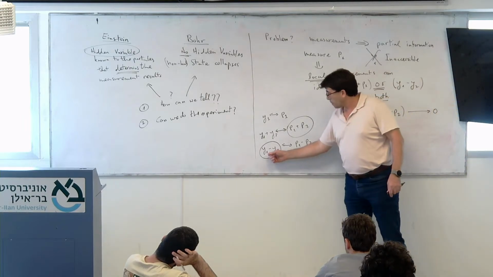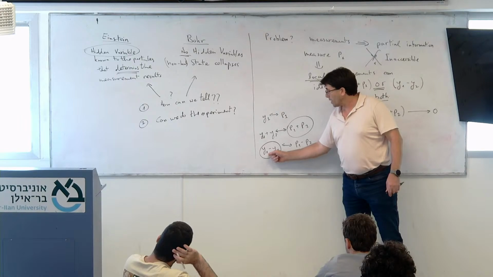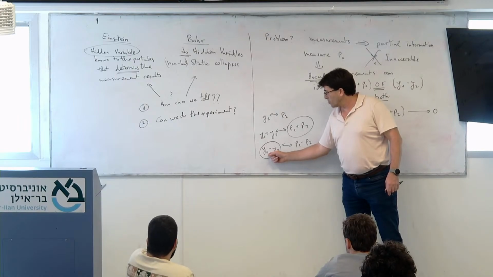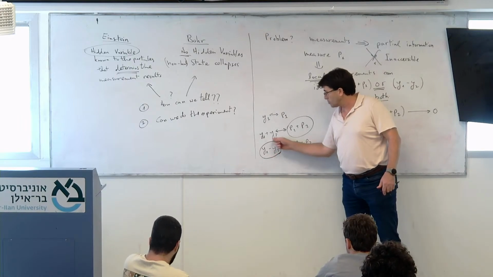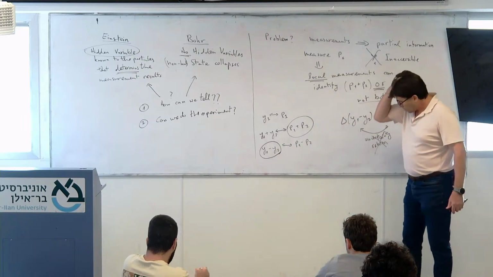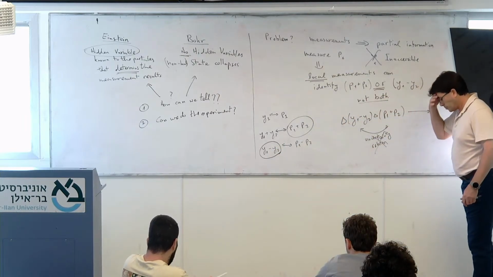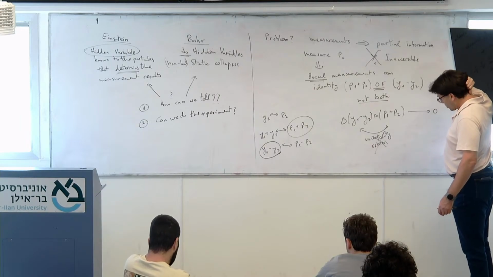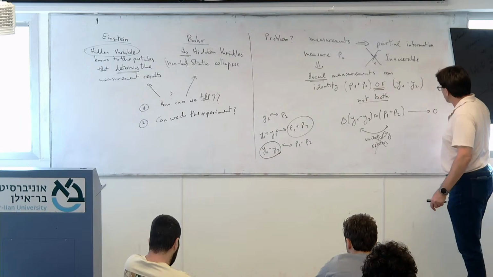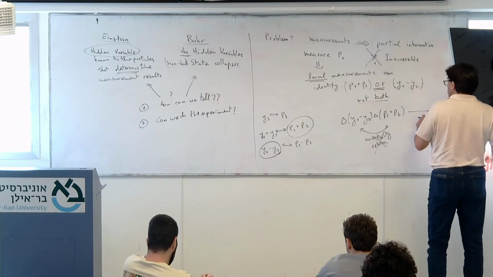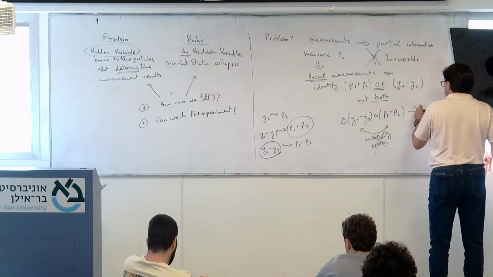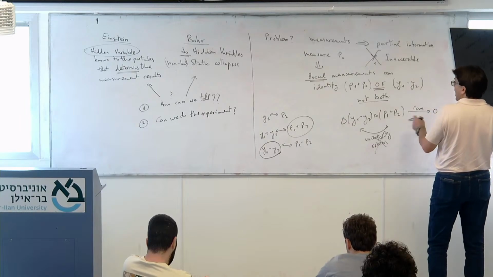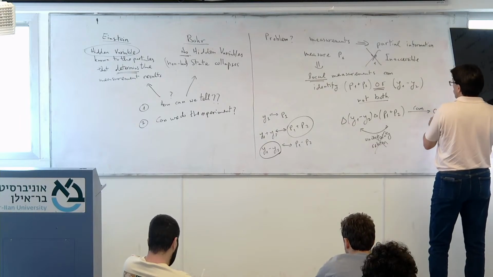So those two are not uncertainty related, so they can approach zero with no limit.